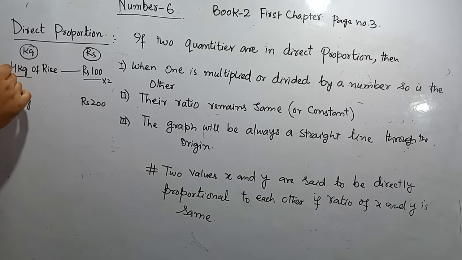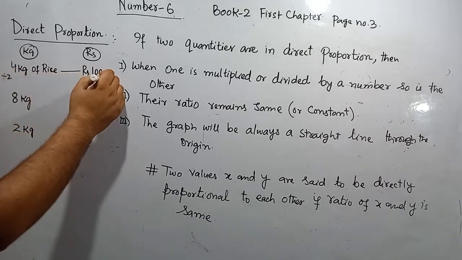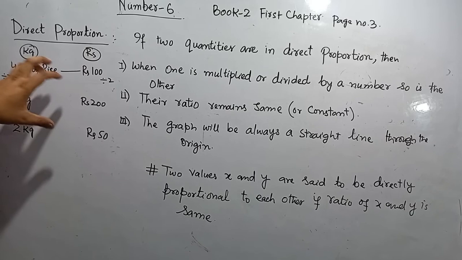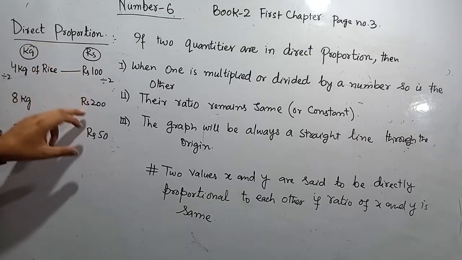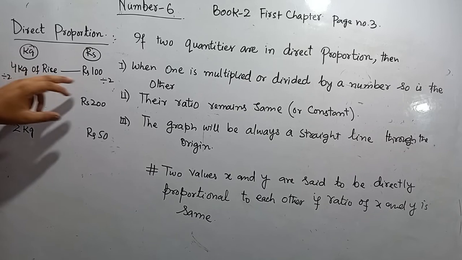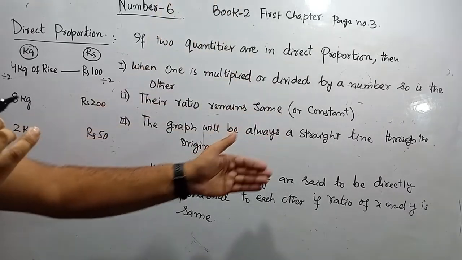And one more thing, if I take an example like 2 kg. What is the cost of 2 kg? What I have done here is divide by 2. Here I should also divide by 2, that is ₹50. So in this sense, when the two quantities are in direct proportion, when one is multiplied, for example here by 2, so is the other. In the first case it is 8 kg and ₹200. And when one is divided by 2, so is the other. So for the cost of 2 kg, I am dividing here by 2, I should also divide here by 2, so that I get the answer. So this was about the line, when one is multiplied or divided by a number, so is the other.